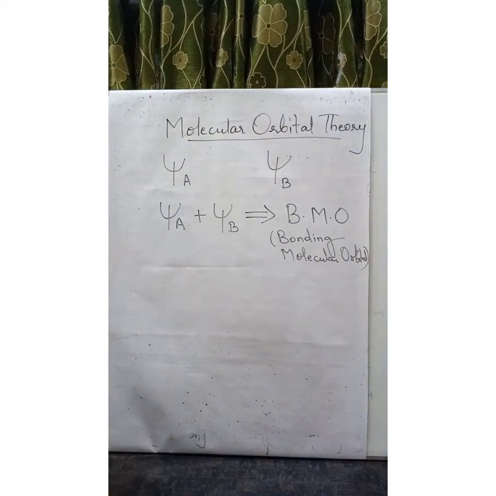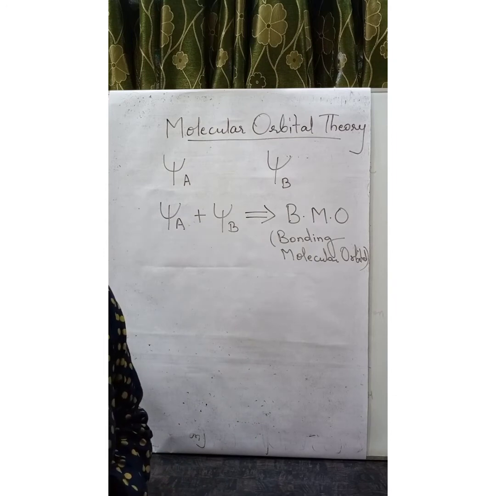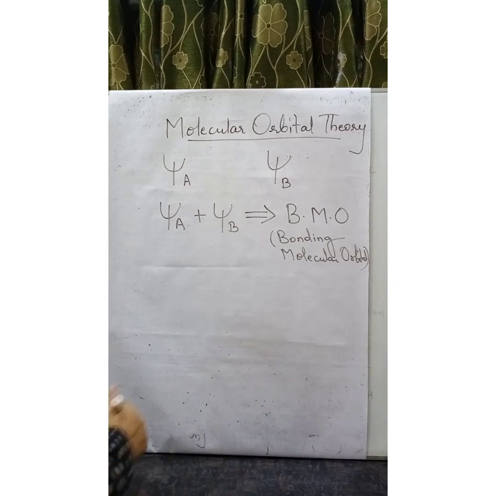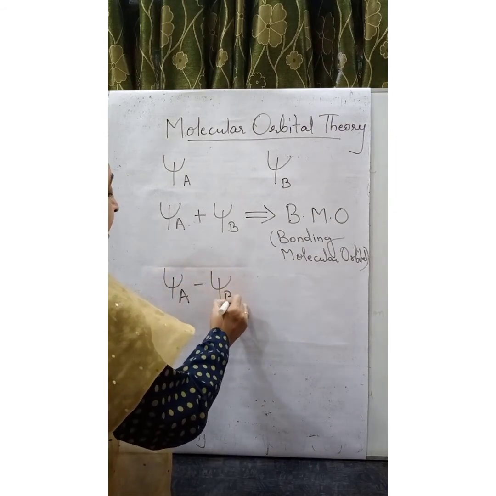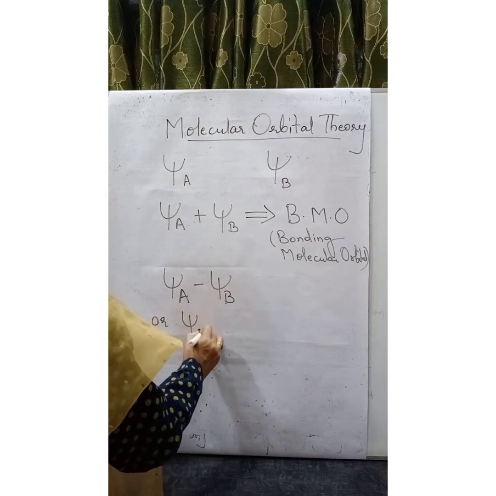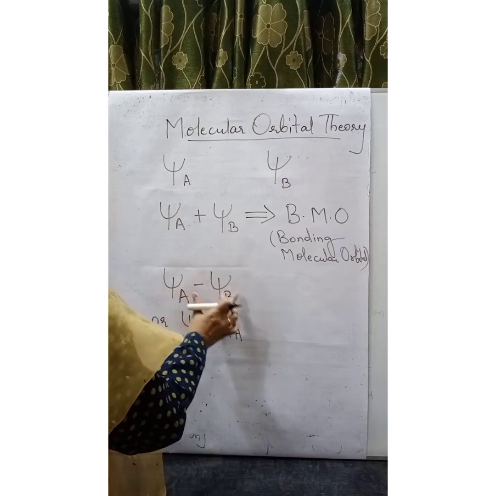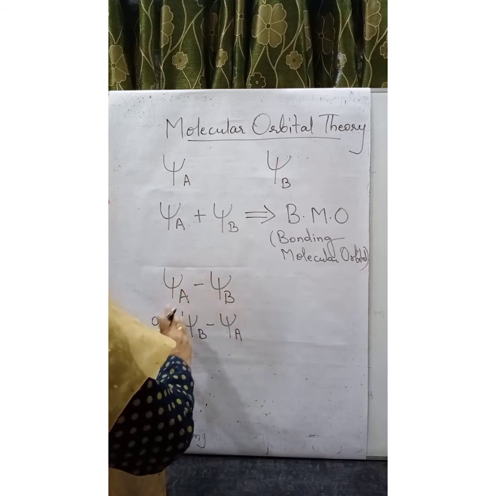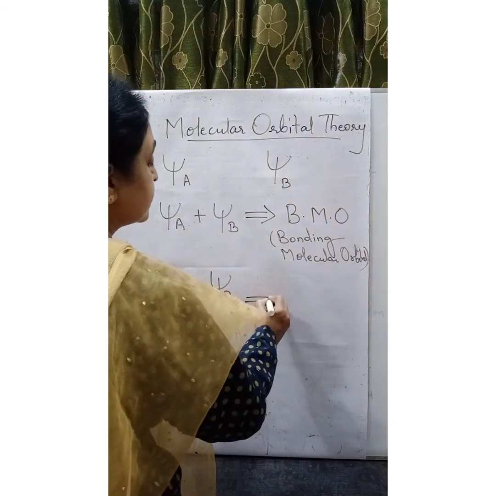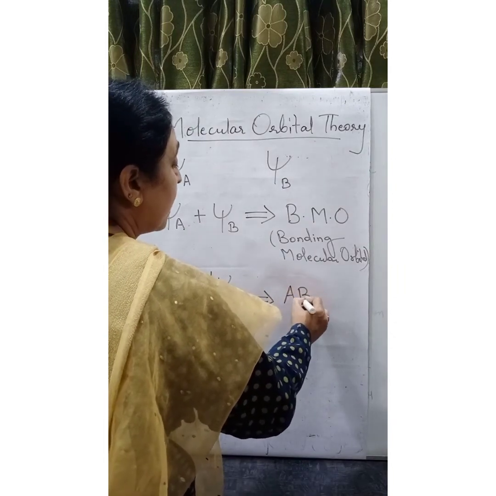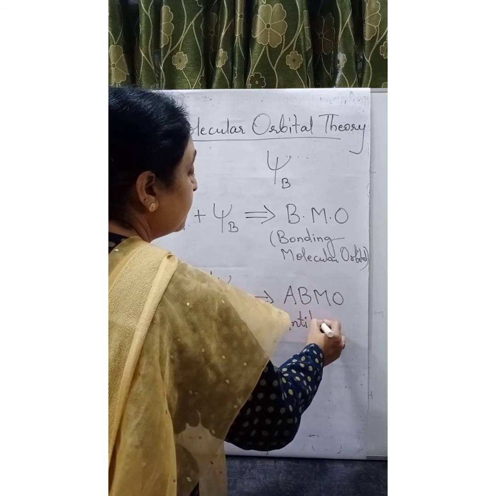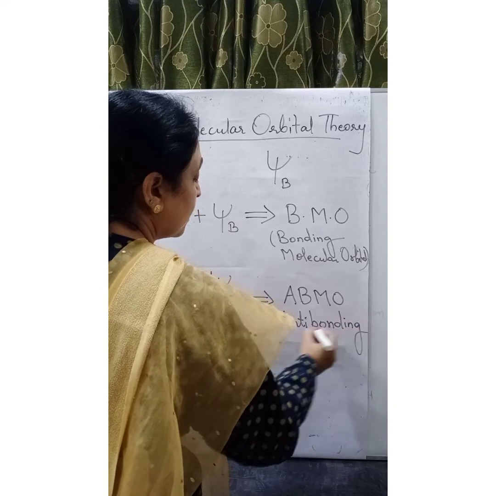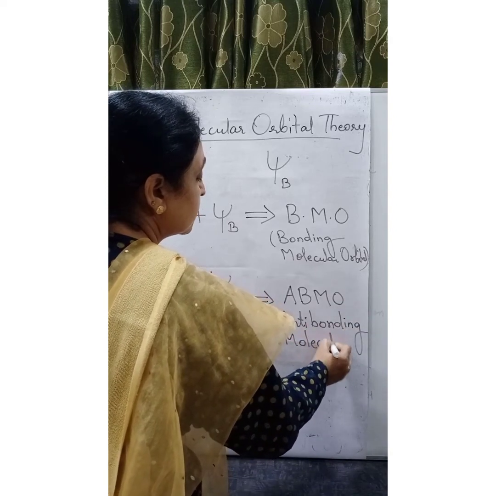When the wave functions of the two atoms are in opposite directions, it results in destructive interference and they nullify each other, which can be represented as psi A minus psi B or psi B minus psi A. So basically it represents that the wave functions are cancelling each other and it results in the formation of ABMO. ABMO stands for anti-bonding molecular orbitals.